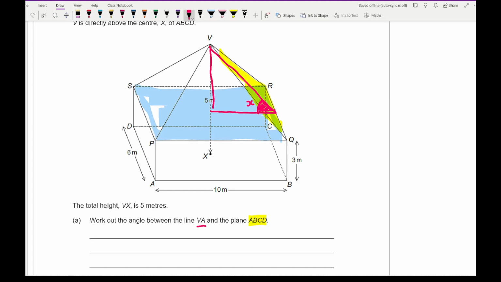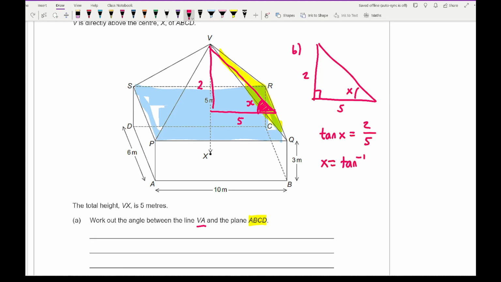From this, if I just find the sides, the base of the triangle is going to be 5 because it's half of 10. I then need to work out this height, which is going to be 5 take away 3, so that's going to be 2. So for B, I'm looking at this triangle here. This is the angle I need to find. This is 5 and this is 2. So again, I'm going to need to use tan. So tan X equals 2 over 5, so X equals the inverse tan of 2/5.